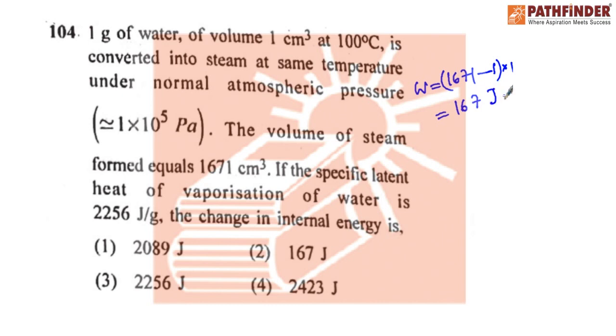167.1, okay, 167 joule. Now Q, the latent heat, is given, it is equal to 2256 joule per gram. It was 1 gram, so 2256 joule. We have to determine the change in internal energy. So from the first law of thermodynamics, Q is equal to delta U plus W. So delta U is basically equal to Q minus W. You can simply put the values and you can determine it is equal to 2089 joule. So our option number 1 is correct.